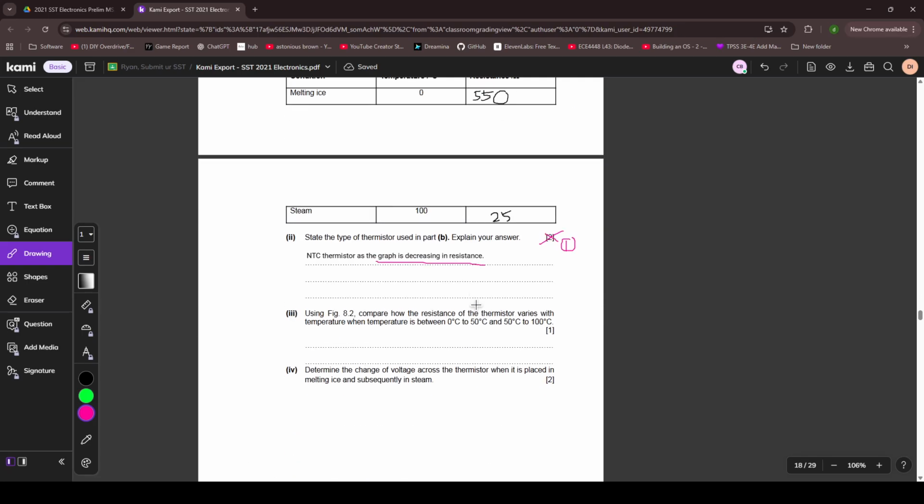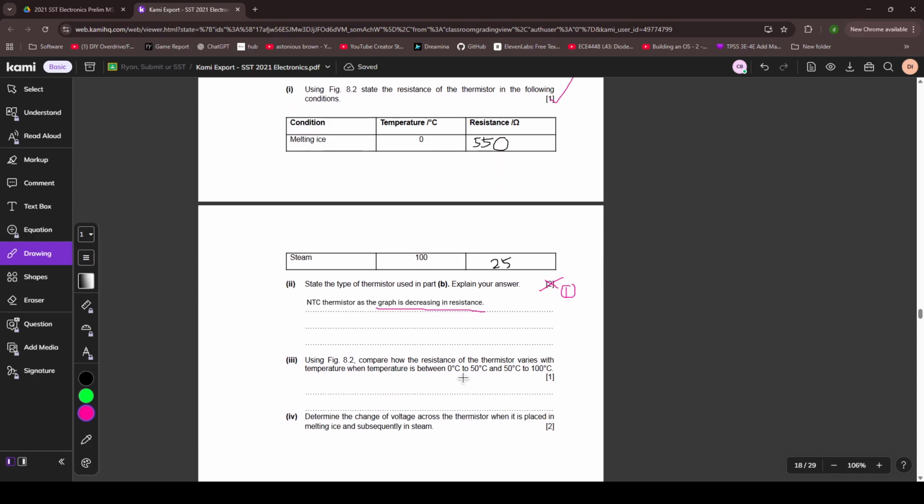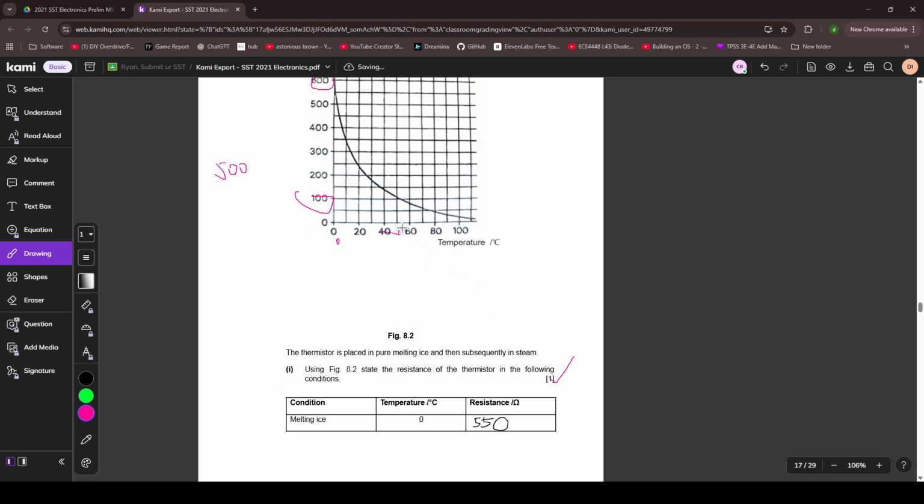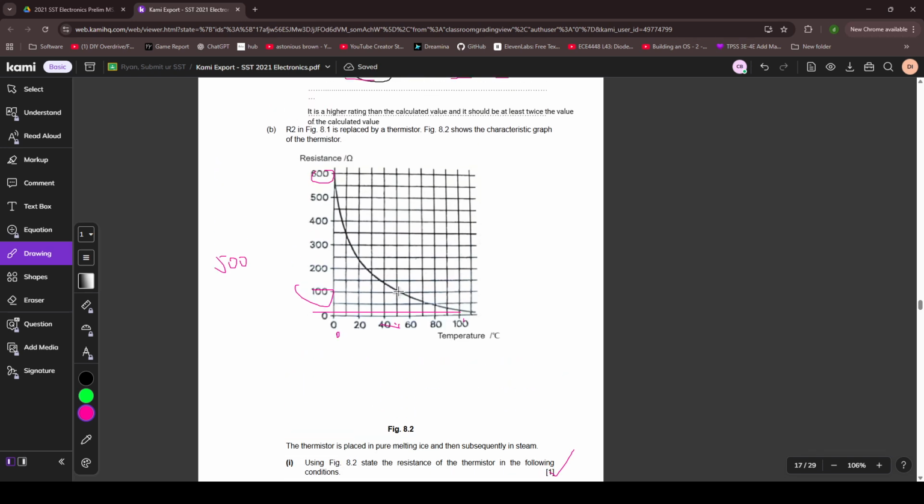Using 8.2, compare how the resistance of the thermistor varies with temperature when temperature is between 0 to 50 and 50 to 100 degrees. I don't understand this question at all. What? Compare how it varies. Oh, the rate at which it decreases. So from 0 to 50, the resistance drops from 600 all the way to 100. That's a 500 ohm drop. But then from 50 to 100, the resistance drops by like 75 only.